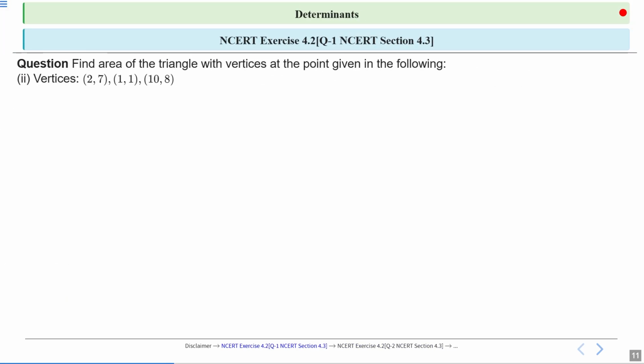Now, the second part of the question is, we have given vertices 2 7, 1 1, 10 8. Just apply the method and try to find the area of the triangle.